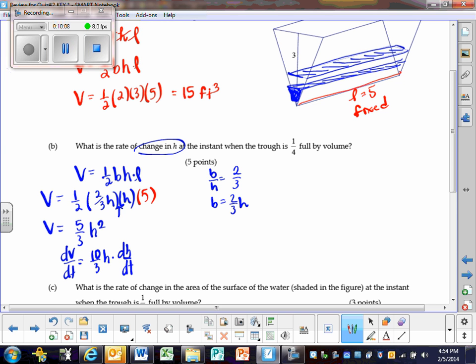We know dV, they're asking us for dH, and we know that the trough is a quarter full. We're going to use that quarter full in order to find the h. I'm also going to use the simplified version of volume instead of the harder version. So I'm going to use the 5/3 h squared. So a quarter full by volume, if 15 cubic feet is full, then a quarter full is 15/4.